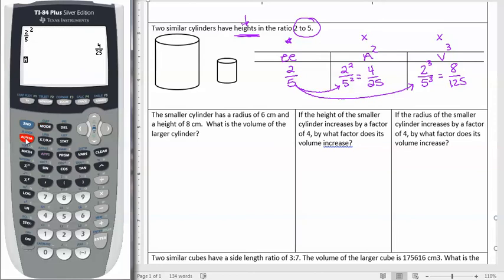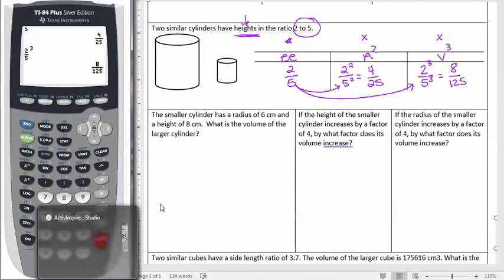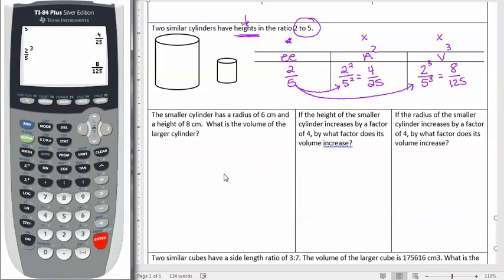Alpha y equals, to give me my fraction, I'm still going to use 2/5. And this time, under math, I'm going to cube it, which is number 3. And I get 8 over 125. Now that I have that, I'm going to look at something different.